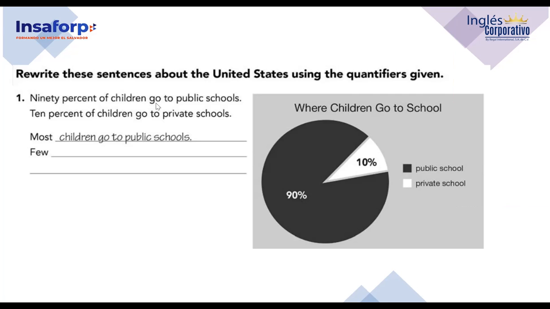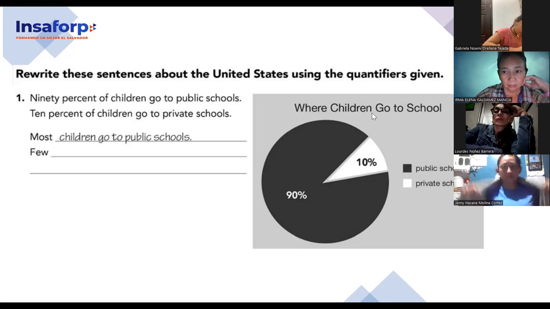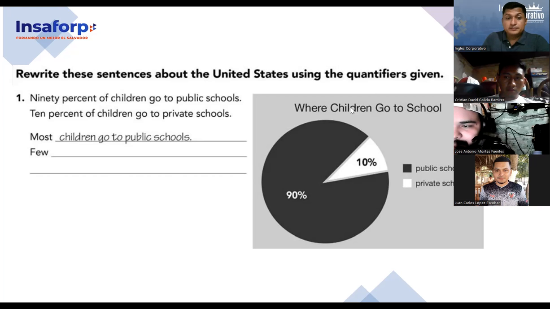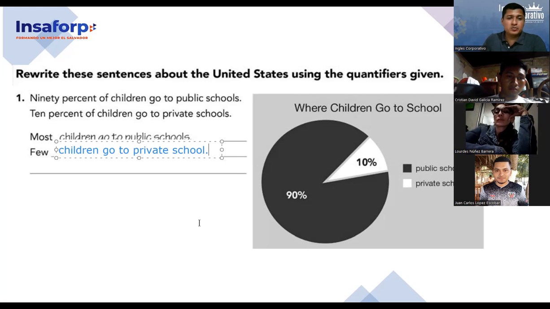99% of children go to public schools. 10% of children go to private schools. Okay? Ahora, ¿qué es lo que hacemos? Again, sustituimos ese número que tenemos aquí y utilizamos el quantifier. So the first one is done. Most children go to public school. So, ¿cómo quedaría el next one? Anybody, please? Private school. Yes. Few children go to private school.